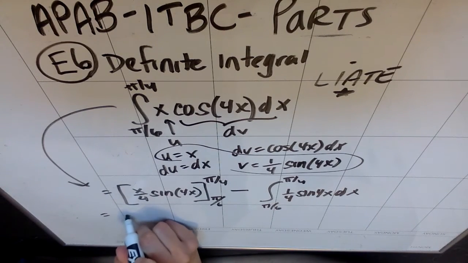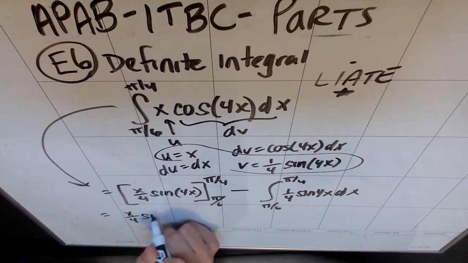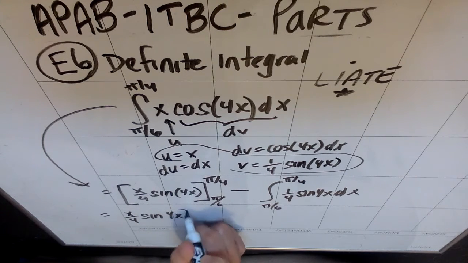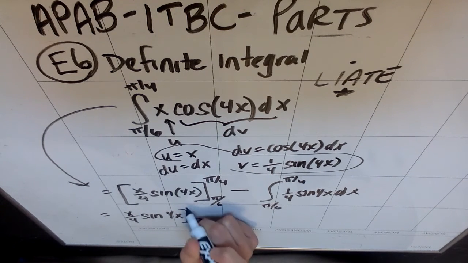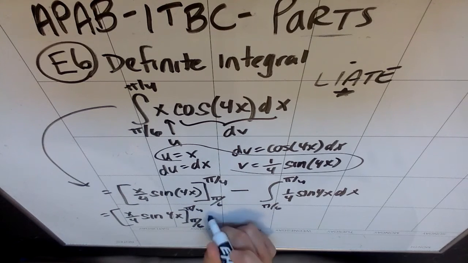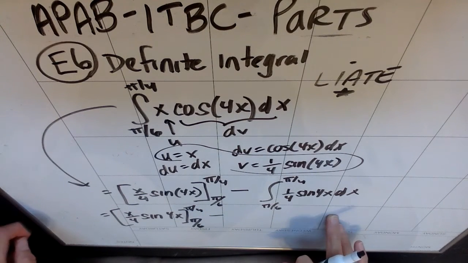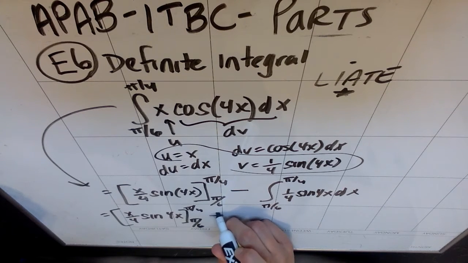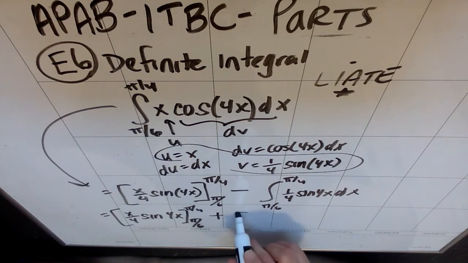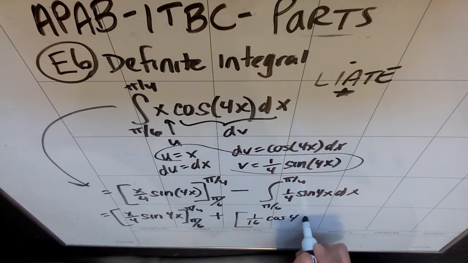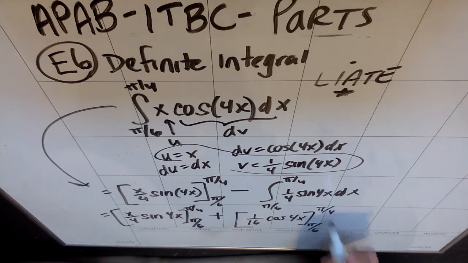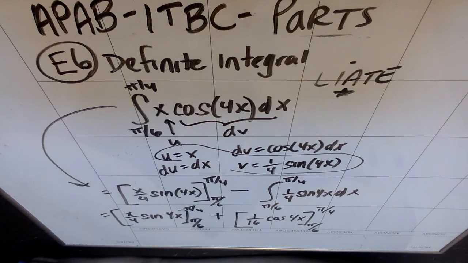So I'm going to get that this is x over 4 sine of 4x, evaluated from pi over 6 to pi over 4, minus, when I integrate a sine, I'm going to get a negative cosine. So it's going to end up being plus at the end of the day, because minus the negative cosine. And it'll be a 1/16, because again, I'm dividing by 4, so cosine of 4x from pi over 6 to pi over 4, which we're going to deal with in a sec.